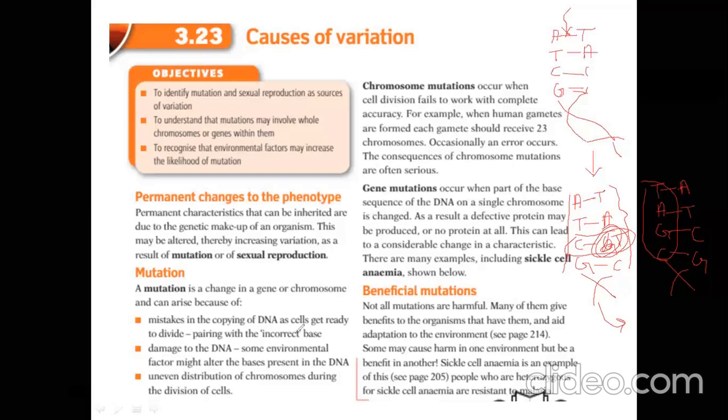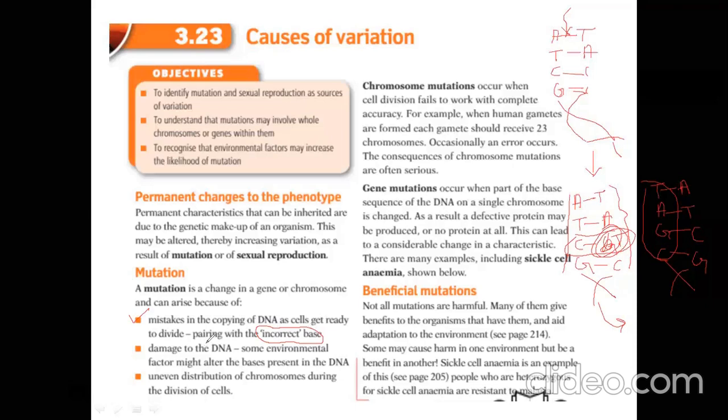Because what happened? Incorrect base replacement happened. Pairing with an incorrect base. Like here, it was supposed to be G, but instead of G, T, A, or any other nucleotide came and made pairing with that. Right? So one reason for mutation is a mistake in copying of DNA as a cell gets ready to divide.